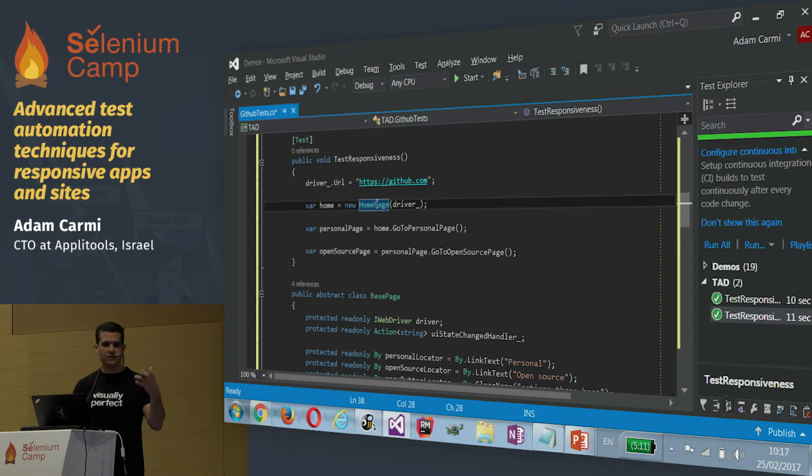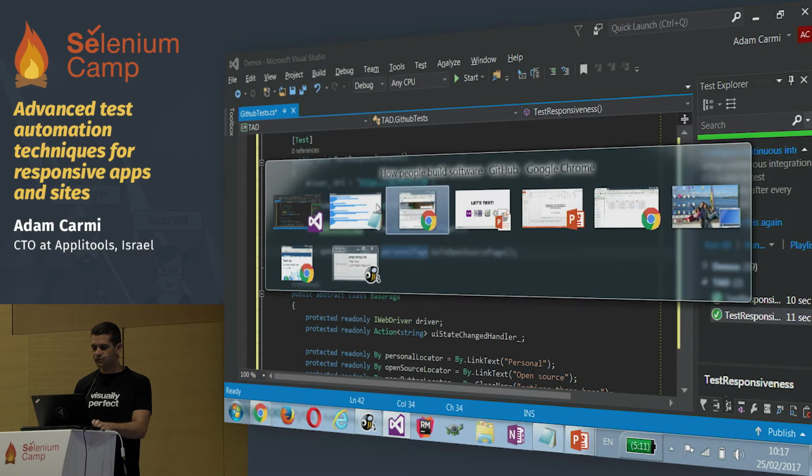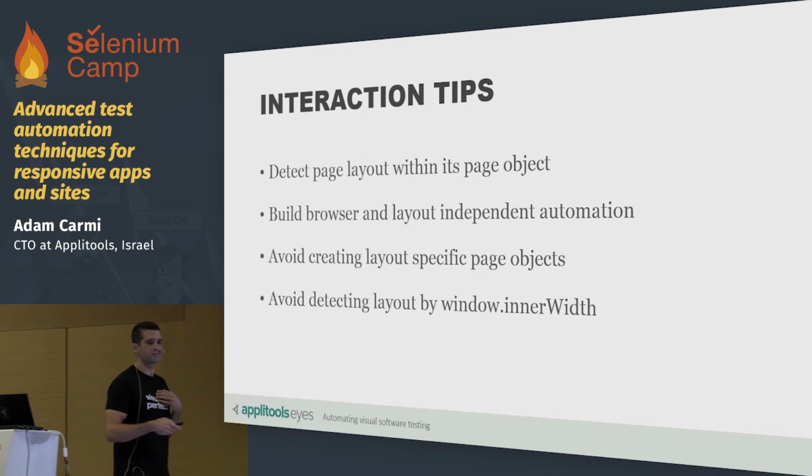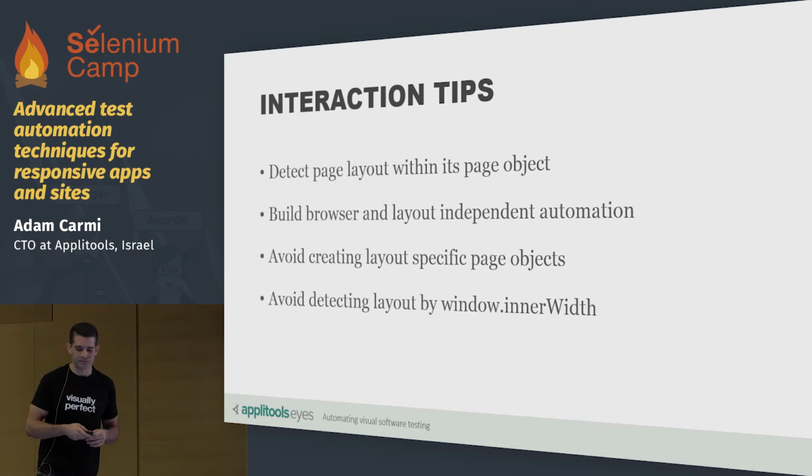After navigating to the home page, we create a page for it. We call go to personal page and get a personal page back. And then we call go to open source page and get the open source page back. OK, so very easy. And with this, we're basically done with our generic interaction code. Let's review some tips that relate to writing interaction code for responsive websites that relate to what we just did.